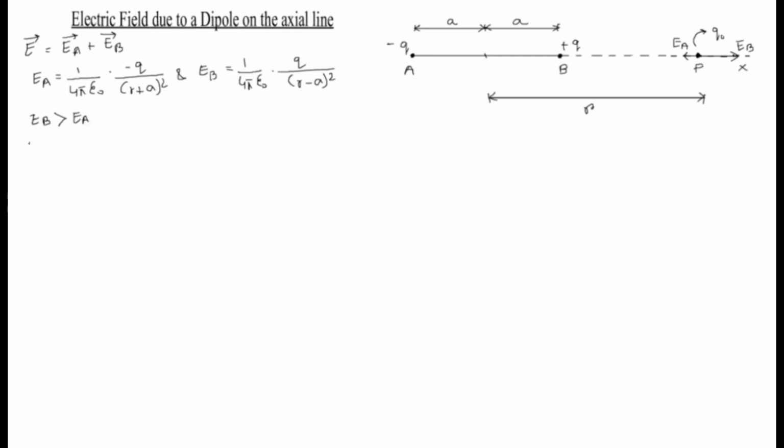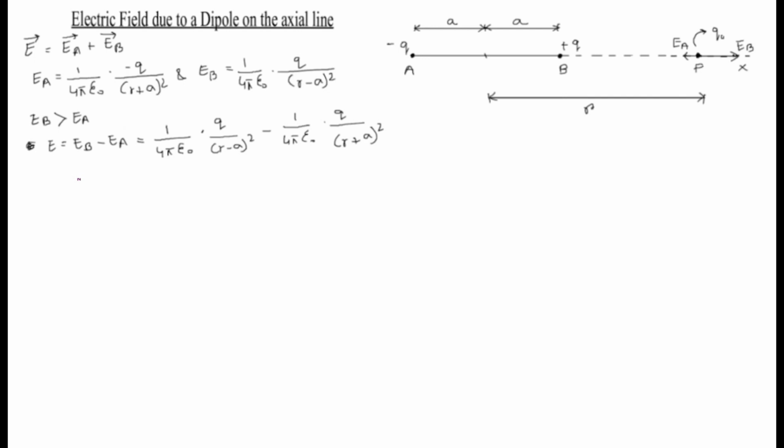Now, the net electric field E is equal to EB minus EA. So we'll put the values over here. Q by R minus A whole square, minus 1 by 4 pi epsilon naught, q by R plus A whole square. Right.